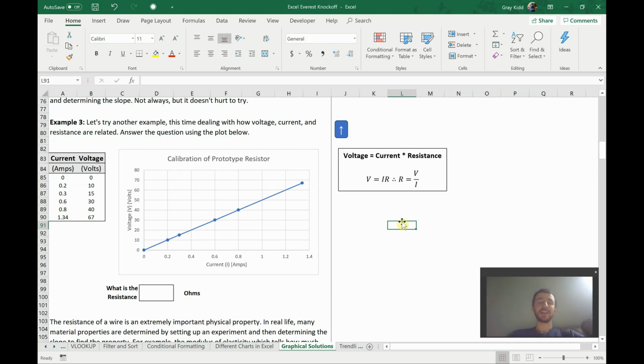Hi everybody, welcome back. So last time we got started with learning how to graphically solve things. This time we're going to go a little bit further with that. We're going to try a different example.